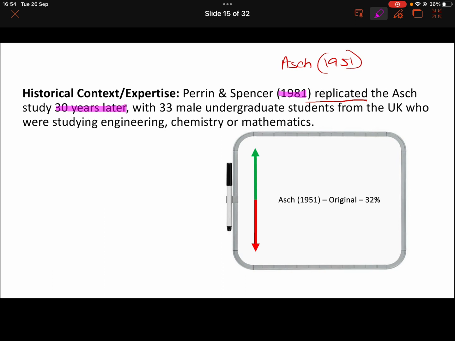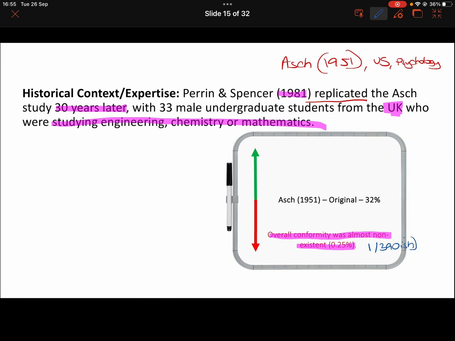It involved students from the UK. Remember that Asch's research involved students from the United States, and they were psychology students. Whereas in Perrin and Spencer's research, the students were from the UK rather than the US and were studying engineering, chemistry, or maths. So there are some slight variations here. If we compare conformity rates to the original, we see that conformity fell drastically. It was almost non-existent. I believe only 1 in 390 odd people actually conformed. So what's going on here?